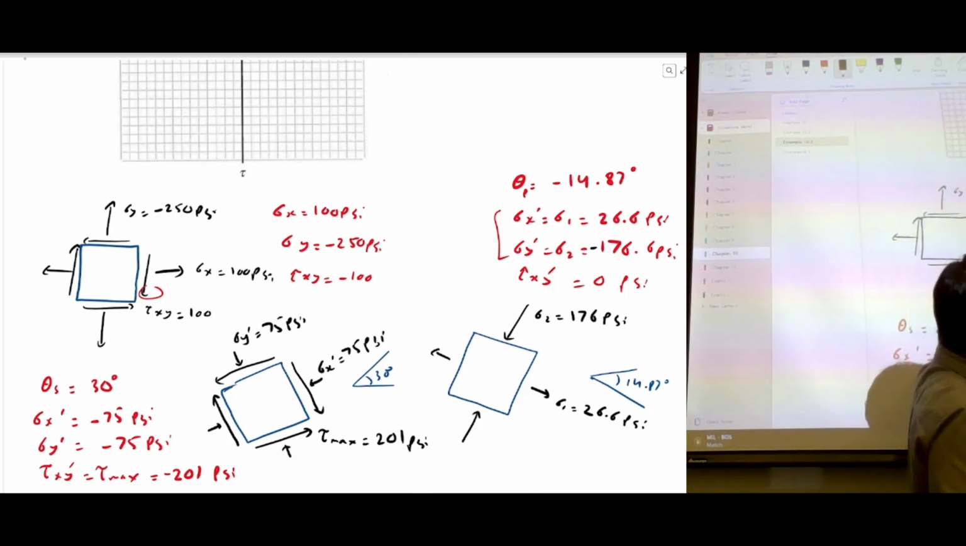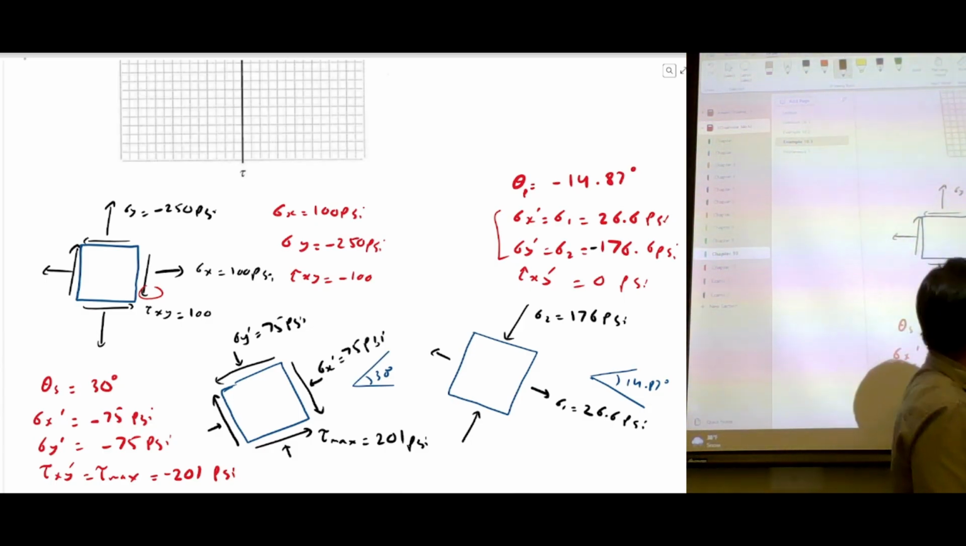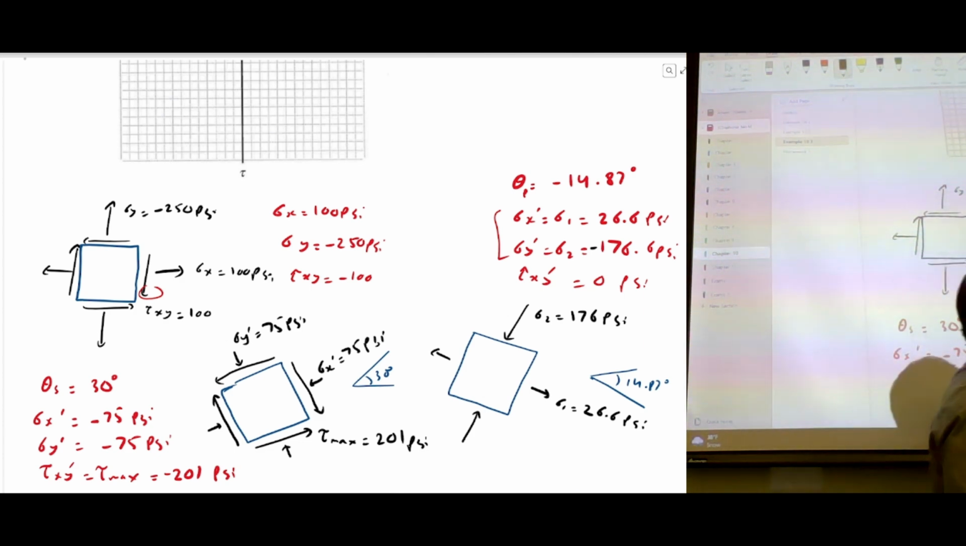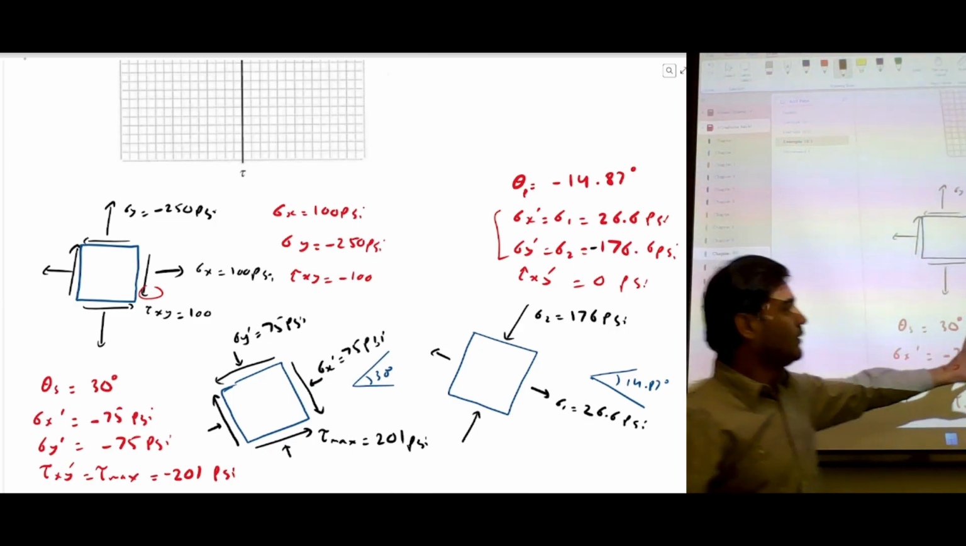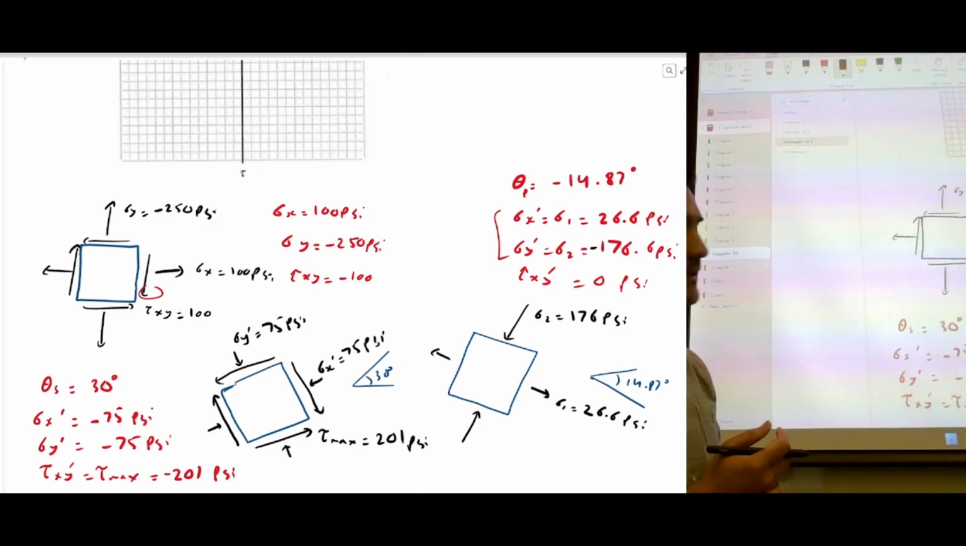So if you rotate this stress element at a 30-degree angle, you're going to get the maximum shear stress, which is 201 psi. So you're not going to get more than 201 psi no matter how you rotate the stress element. The maximum you're going to get is at 30 degrees. But at 30 degrees, you'll realize you'll have normal stresses, a little bit of normal stresses, but they're going to be equal. And we can calculate all this using transformation equations and the maximum stress equations.